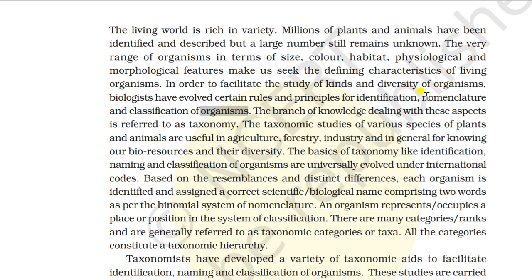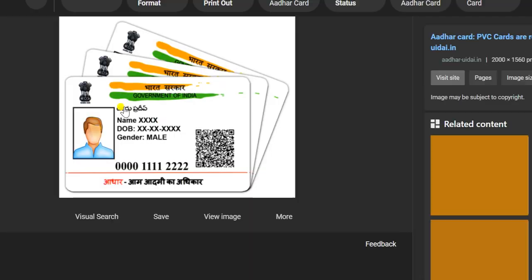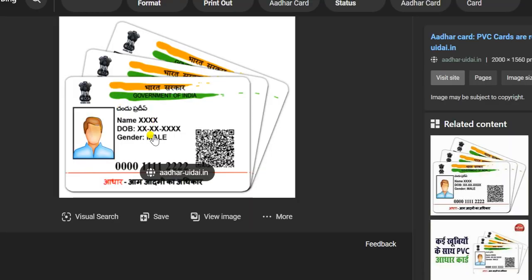From that, we'll find out what they are. And what is nomenclature? Nomenclature is giving names. We give names to these organisms. We first identify them. Okay, this organism eats fruits. This organism is like this. We identify them. And then what is written in an Aadhaar card? Your name is written, right? And then your gender is written. Sometimes even caste is written so that people can be given government subsidies and everything, right?